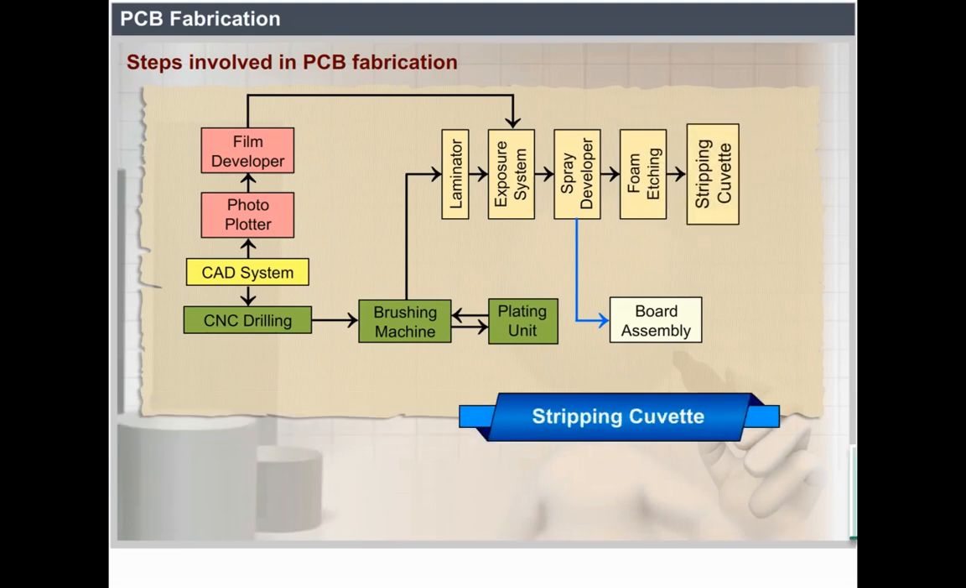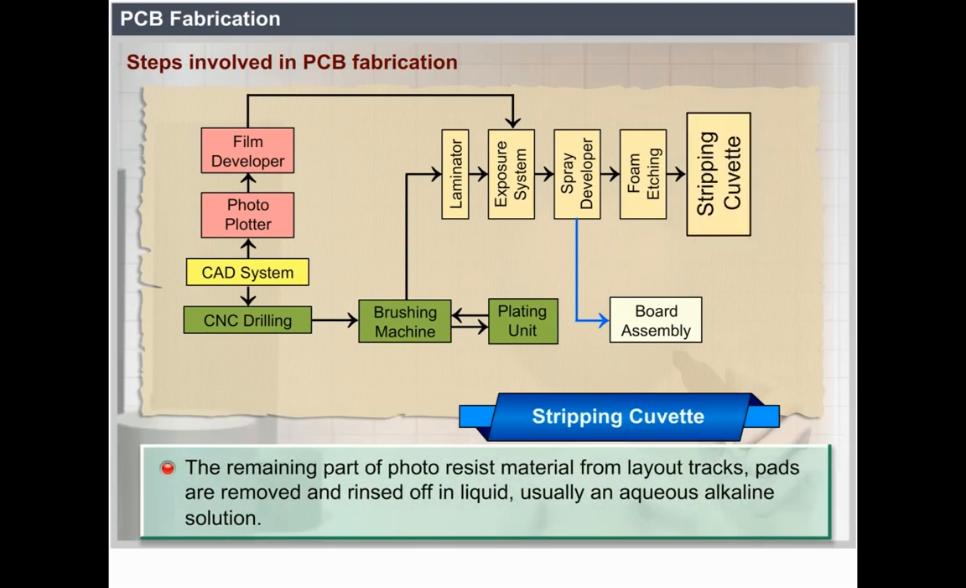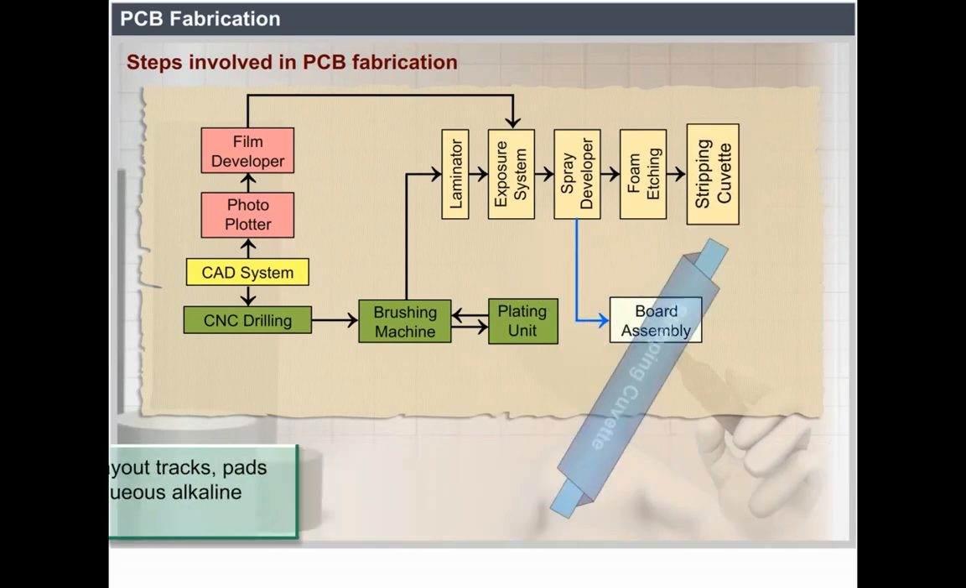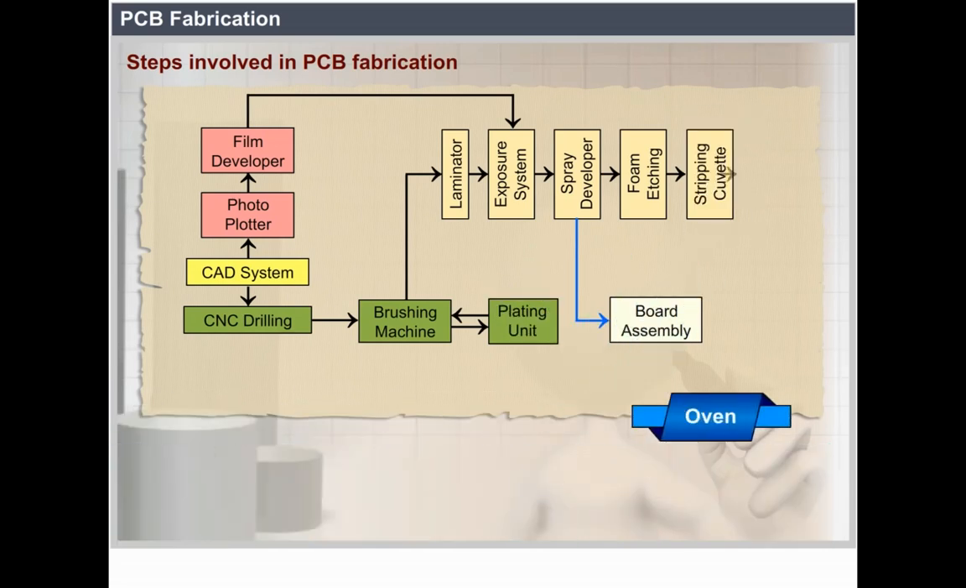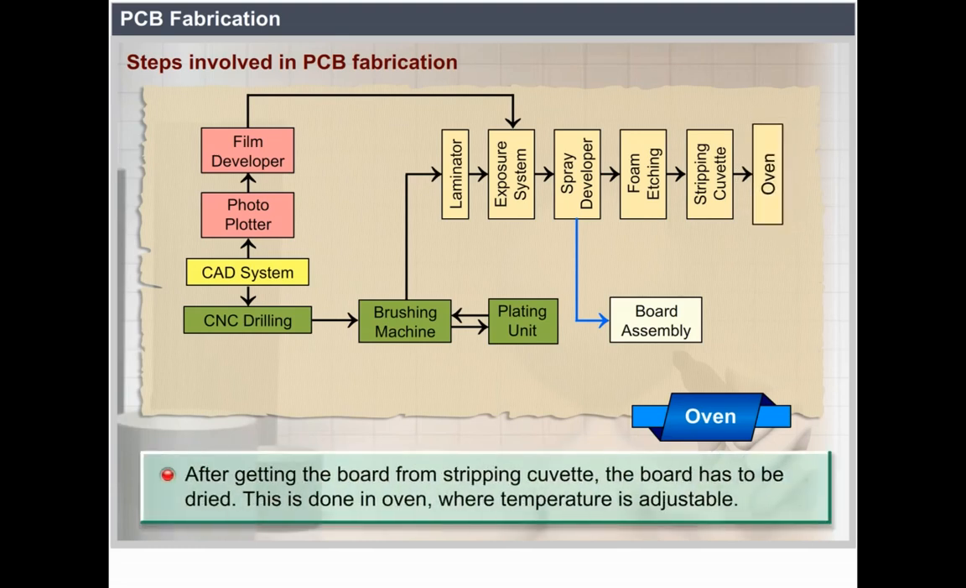Stripping cuvette. Here the remains of the photoresist material from the layer track pads are removed and rinsed in liquid, usually an aqueous alkaline solution. Oven. After getting the board from the stripping cuvette, the board has to be dried. This is done in an oven where temperature is adjustable.